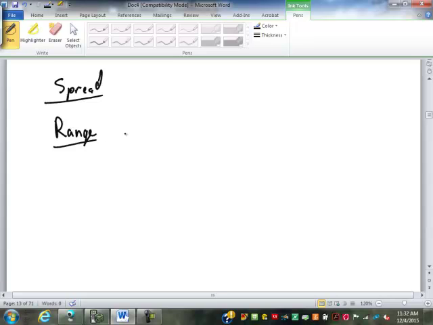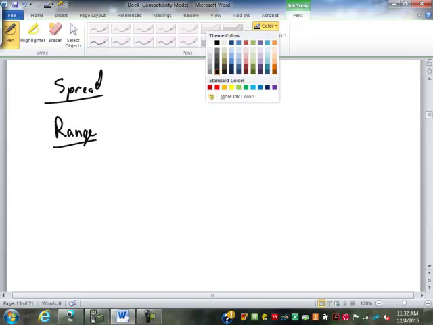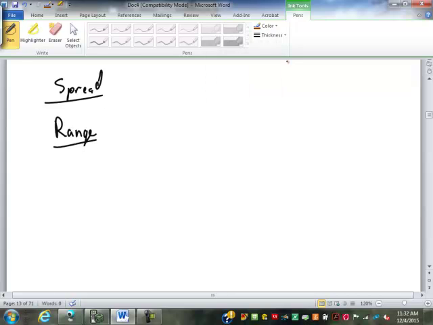Now for center, we had the mid-range, which involved the min and the max. Well, the range itself also involves the min and the max. So the range is technically just the maximum minus the minimum.